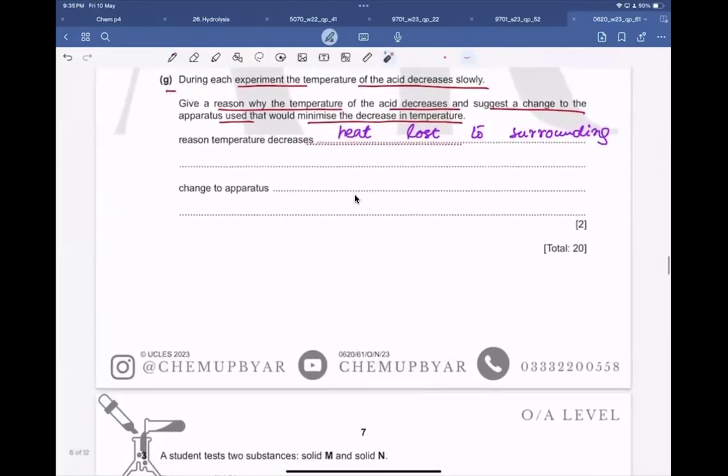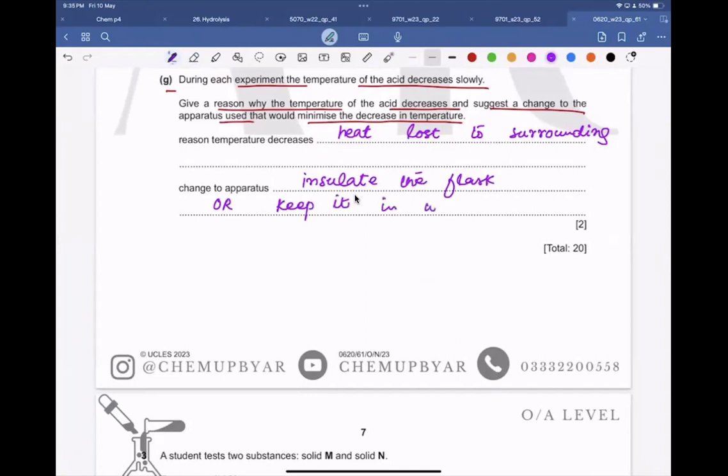Okay. So heat loss to the surroundings, and how can we minimize it? Yes, we can insulate the flask. Yes, very good, Zainab. Or you can place the flask in a water bath as well. So in the water bath, we can control the temperature, right?